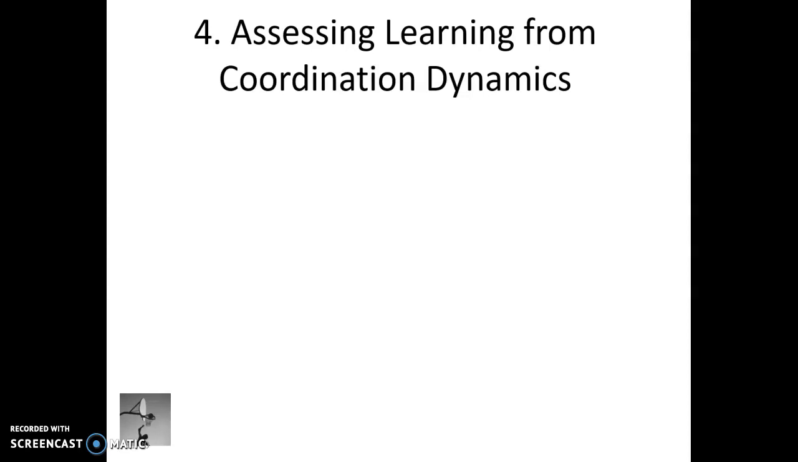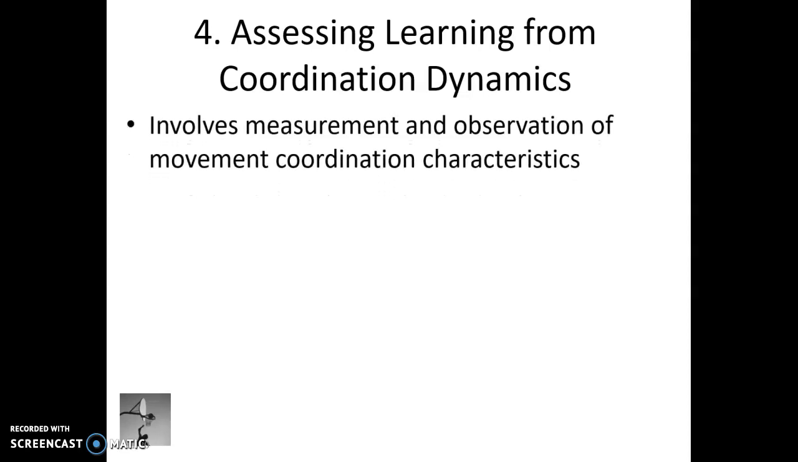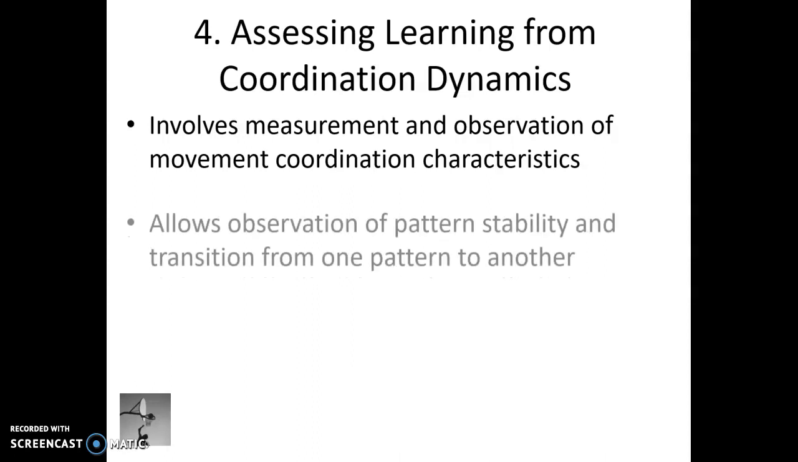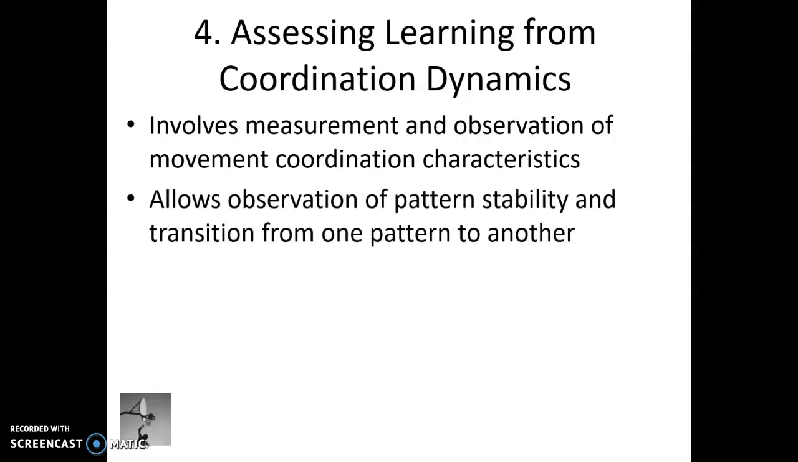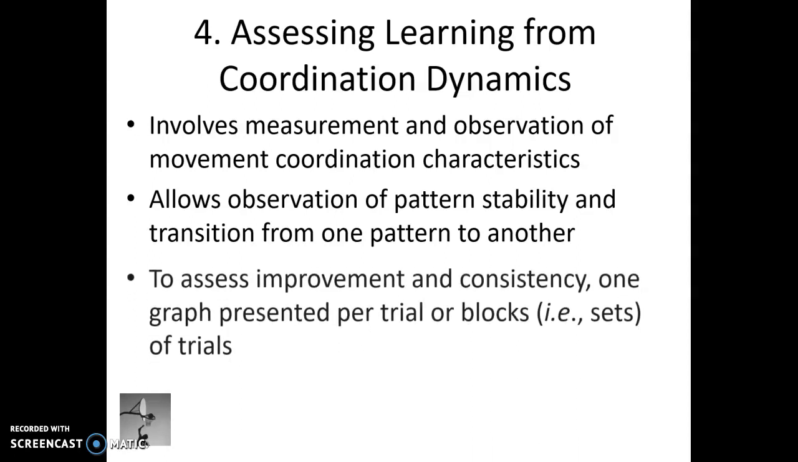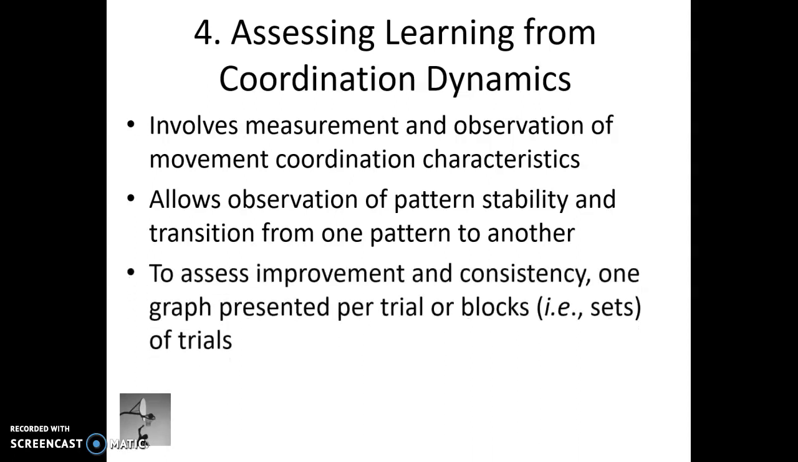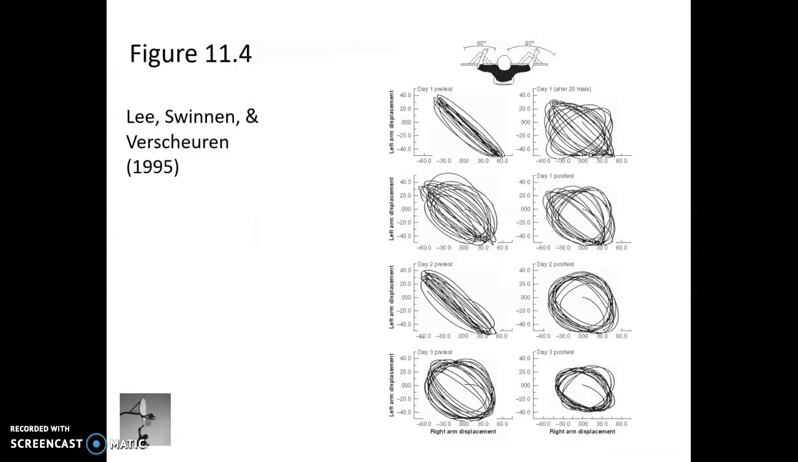Another method or way of assessing learning is from coordination dynamics. And it's, again, watching and observing movement coordination characteristics of a skill. You look for stability, you look for transition from one pattern of behavior to another, and you usually use blocks of time to see if you can see improvement and consistency.